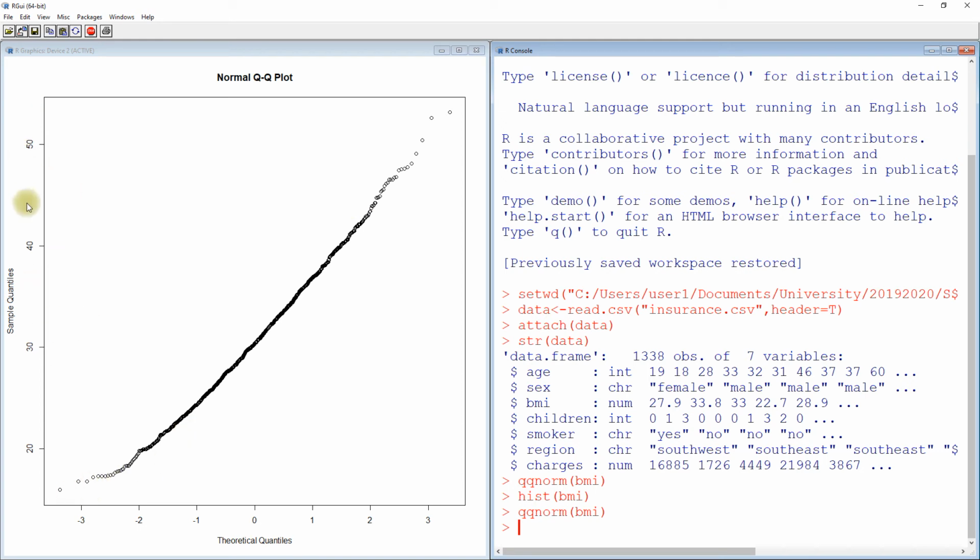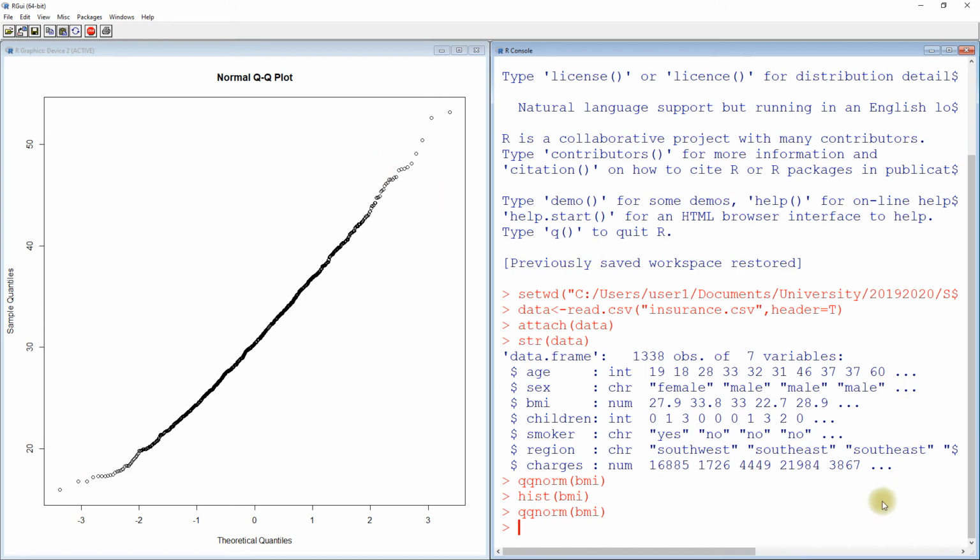Because here, the idea is to see if it looks like a normal distribution, even though it has been compared to the theoretical quantile, starting from -3 to 3. It doesn't matter as long as it follows a straight line. But here, there is a slight departure from that straight line.